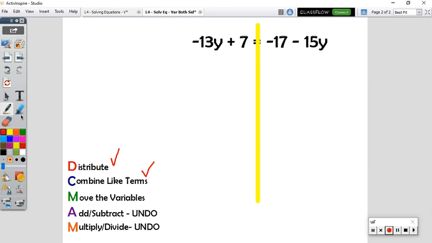So now I got to see if I need to move my variables. Well, I have variables here on the left and variables here on the right. So I do need to put them together. And you know I'm going to put them together on the left side because that's how I like it. So I'm going to take this 15y and move it over here. Now when I cross this equation, I'm going to use my inverse operation to do that. So this says minus 15y. I'm going to add 15y. And if I add it on the right, I have to add it on the left.